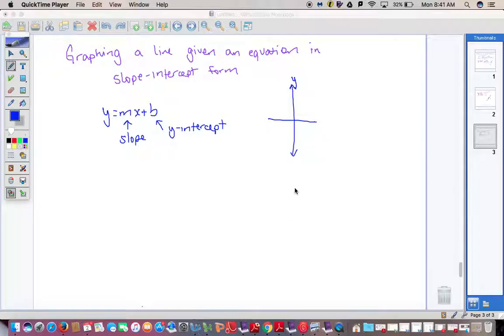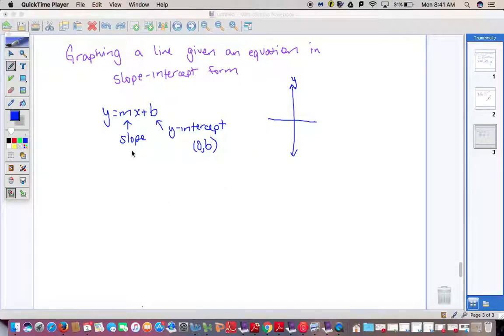When a line crosses the y-axis, we know that our ordered pair has an x value of 0, and the y value is going to be whatever b is. So our ordered pair would be (0, b). We would start at the origin and either move up or down, depending on if b was a positive or a negative number. So we start by plotting the y-intercept, and then you use the slope to find the next point.